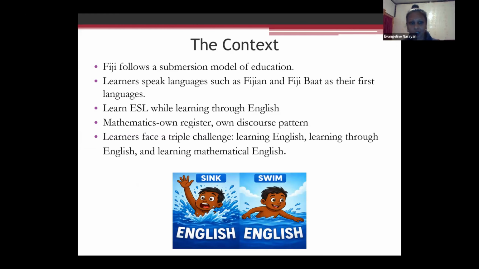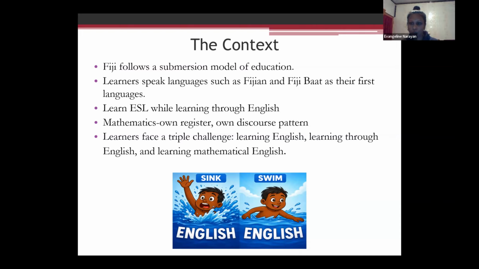So looking at the context, Fiji follows what I would best define as a submersion model of education. Learners come to school speaking languages such as Fijian or Fiji Hindi, and however, from the earliest years, they are expected to learn English as a second language while learning through English.